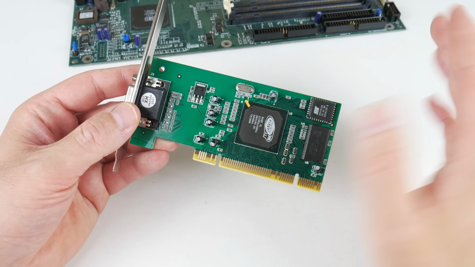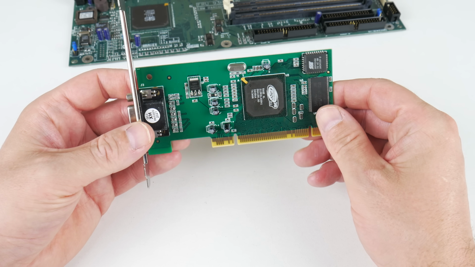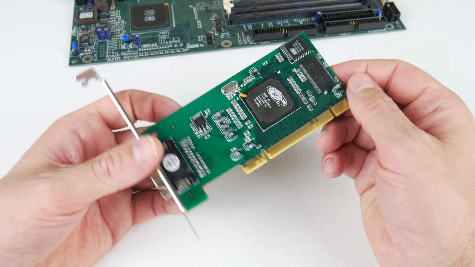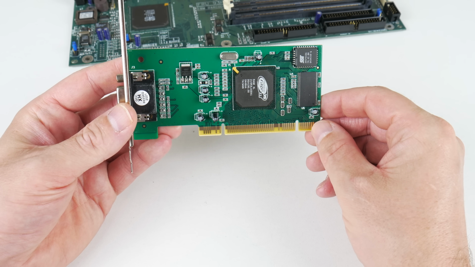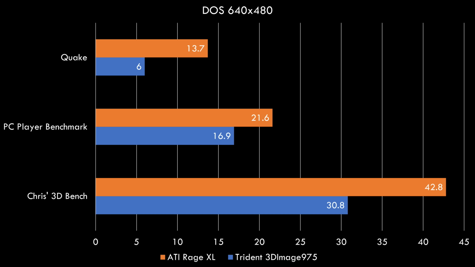in Quake. At this point, I was curious if we can get better performance with a PCI graphics card. This is a video card we will check out in a future video. You can buy this brand new. It's got the ATI Rage XL chip and has a PCI interface. And indeed, we're getting better performance in 3D Bench 1.0C, 149, Chris's 3D Bench 121, PC Player benchmark with 51, Doom runs at 86, and Quake 45 FPS at 320 by 200. But the biggest performance boost we see at 640 by 480, Chris's 3D Bench 42.8, the PC Player benchmark 21.6, and Quake more than twice the speed, 13.7 FPS.